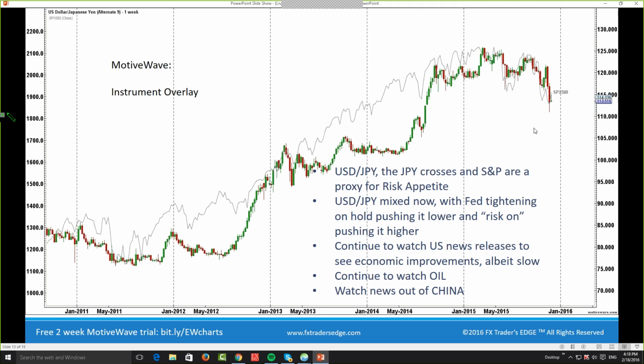So that means if you are trading the dollar and the dollar yen in particular, you want to look at the S&P. If you're trading the S&P, you want to look at the dollar yen for clues about your market. The dollar yen right now, in light of what we just talked about, is a little bit mixed, with Fed tightening on hold, pushing it lower. Okay, right? Lower dollar, Fed tightening on hold, and the risk on pushing it higher.